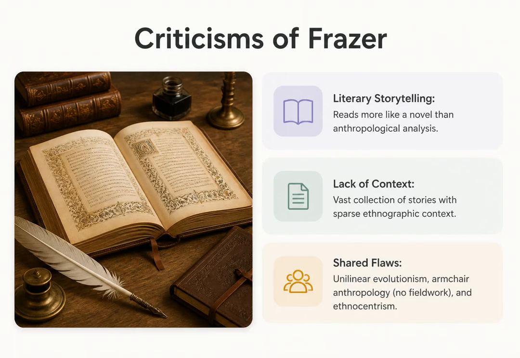Despite his massive contributions, Frazer faced severe criticism. The most common critique is that his work reads more like literary storytelling than rigorous anthropological analysis. Because of his English literature background, he collected myths and presented them beautifully, but stripped of their actual anthropological context. In fact, calling someone the Frazer of anthropology became slang for a writer who produces impressive narratives with very little scientific rigor. Furthermore, Frazer shared the flaws of Tylor and Morgan. He was a unilinear evolutionist, an armchair anthropologist who never did fieldwork, and his ranking of European society at the top made his theories deeply ethnocentric.